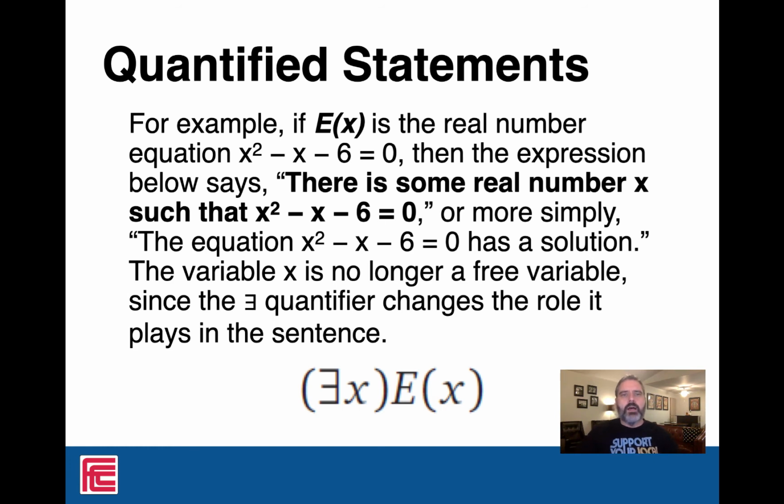So here's a quantified statement. Going back to E of x, which is just an equation, x squared minus x minus 6 equals 0. I could say that there exists x such that E of x. What that means is there is some real number x, so this is over the domain of real numbers, such that x squared minus x minus 6 equals 0.